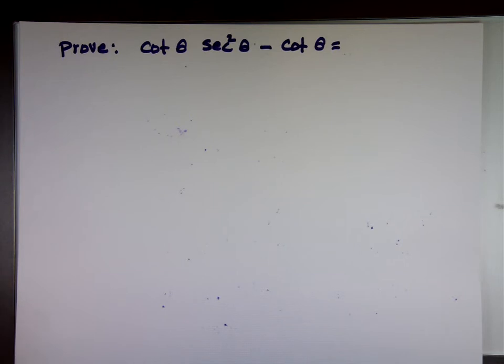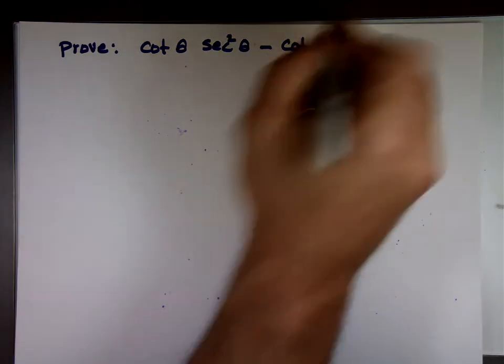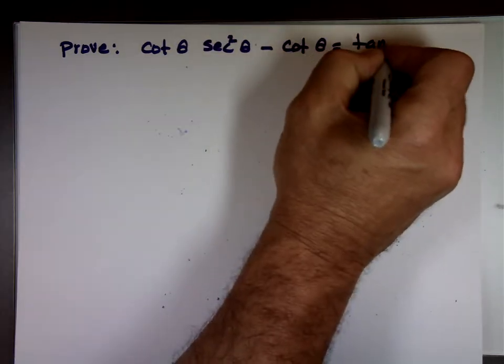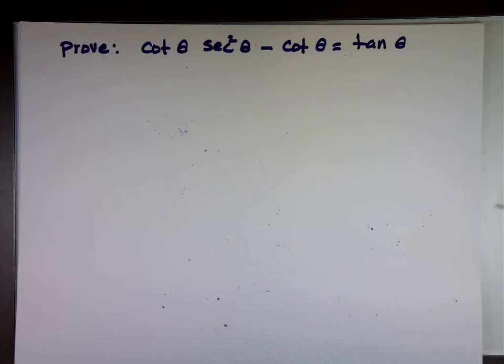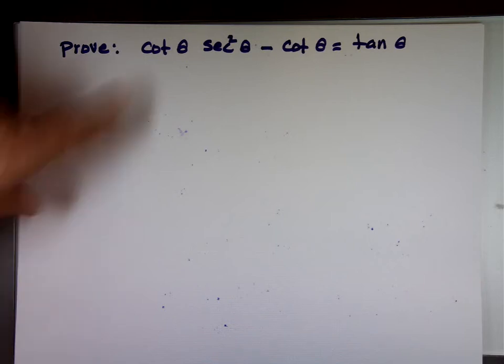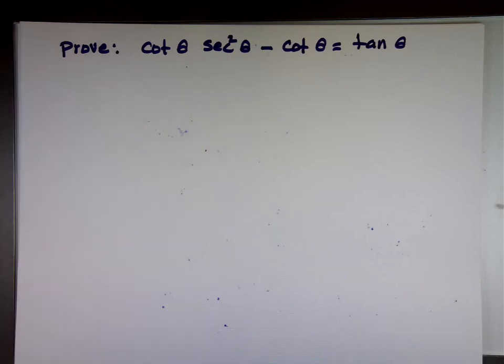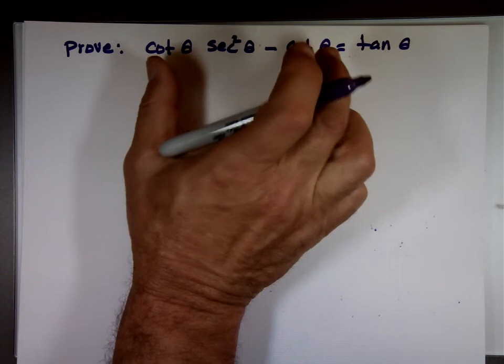And they want that to equal what? I forgot which question. Was it cotangent theta, secant square theta minus cotangent theta? Yeah. They wanted to prove that's equal tangent theta. I'm going to take my advice. I'm going to say change everything to sine, cosine. Work with the ugly side. This is my ugly side.